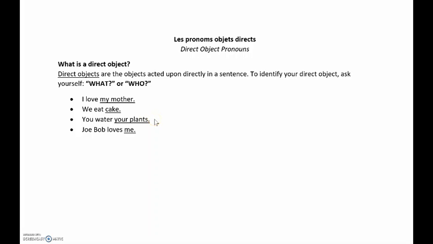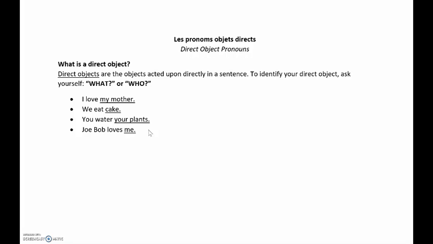The third example, you water your plants. You water what? Your plants. So in this case, your plants, they are the direct object of the sentence. And the last example here, Joe Bob loves me. Joe Bob loves who? Me. So I am actually the direct object of this sentence.